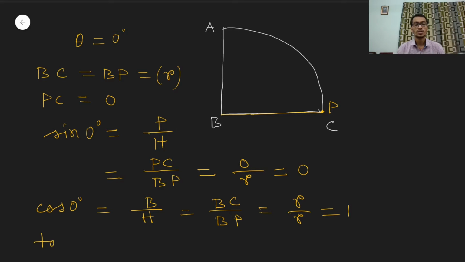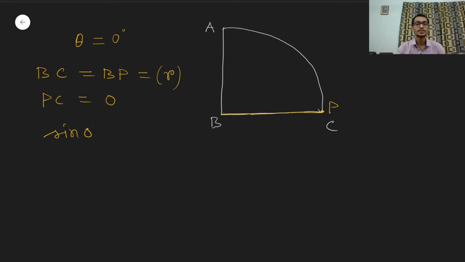Similarly, we can find tan 0 degree, that is equal to 0. You can easily deduce the value of tan 0 degree in a similar manner by definition, or you can deduce it from tan 0 degree equals sine 0 degree by cos 0 degree, that is 0 by 1 equals 0.